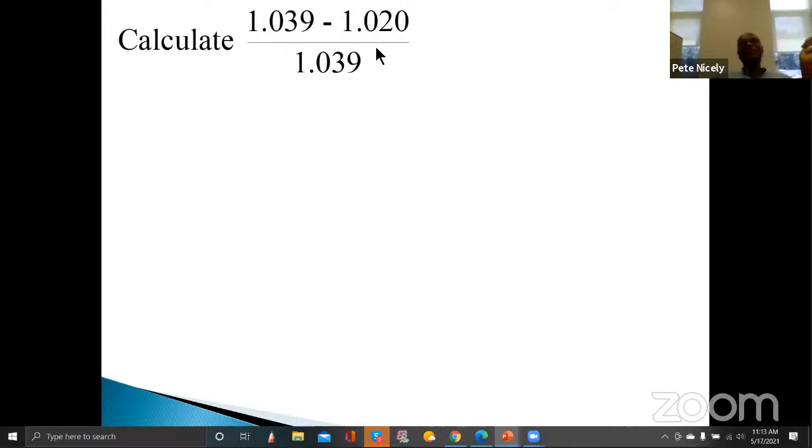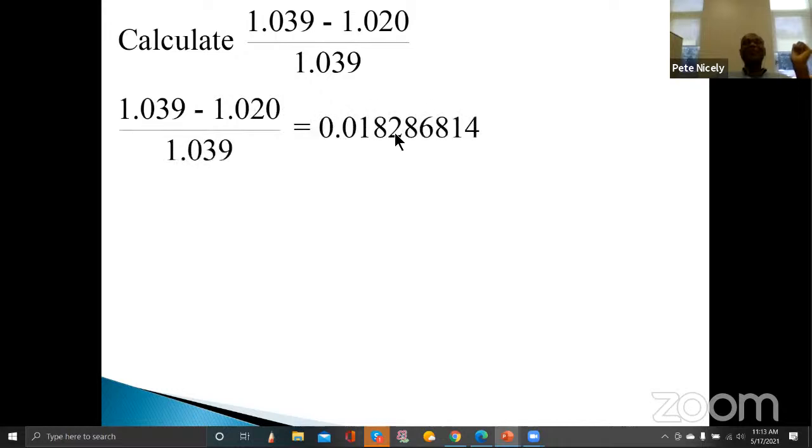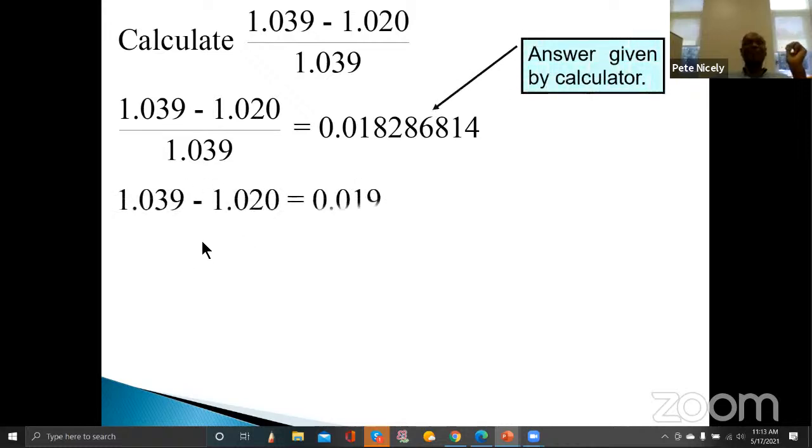Now, let me just say this. If you were to do this in one go on your calculator, this is the answer you're going to get. You're going to get this on your display, all right? But you have to round this off appropriately. So the way you round this off appropriately is that you do the numerator first, the 1.039 minus the 1.020, and you're going to end up with this. And of course, you have to round that off appropriately. You have 3 decimal places here, 3 decimal places here, which means that the answer must be rounded off to 3 decimal places, which is what we have here.